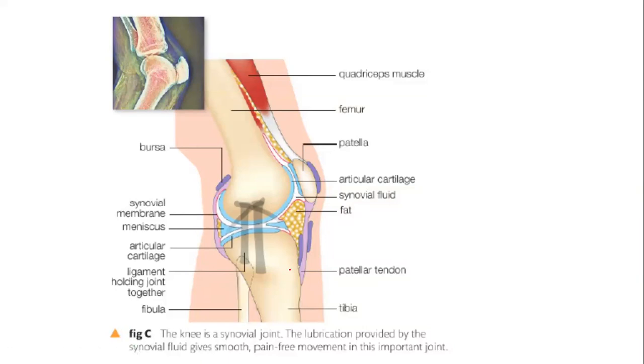So, look, you can see this is the joint cavity. In the joint cavity, the blue thing that you see is the cartilage, right? Then this is the layer of fat. Again, the blue thing is the layer of cartilage. And between the layers of cartilage, we have synovial fluid. And the entire joint cavity is lined by a membrane. That membrane is known as the synovial membrane.